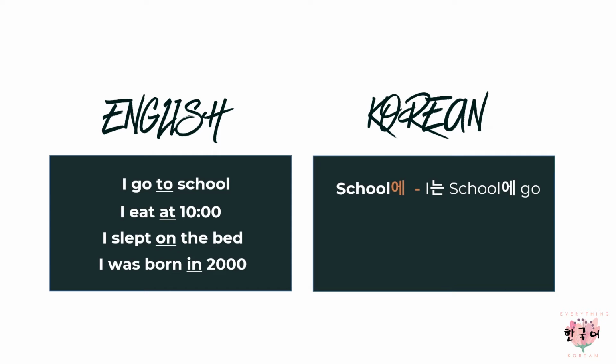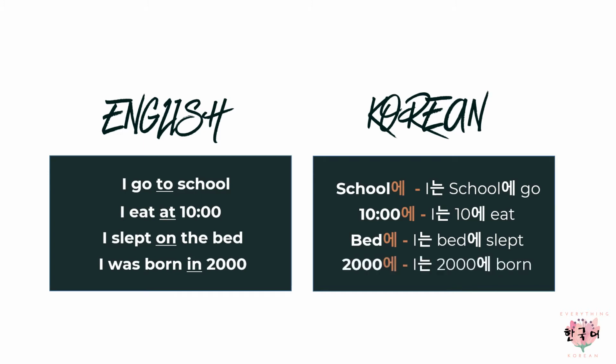So here, for the first one, we have school. So we add e. What about here for eat? Of course, we have to add e to 10 o'clock. What about the third one? So our location here is the bed. So we have to add bed e. And lastly, our time here on the last sentence is 2000. Therefore, we have to add 2000 e.